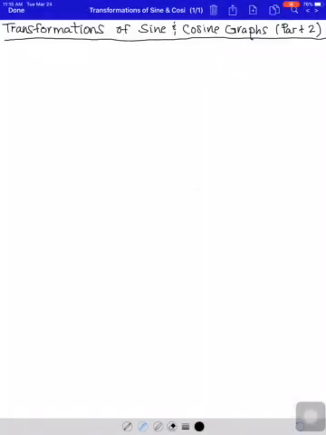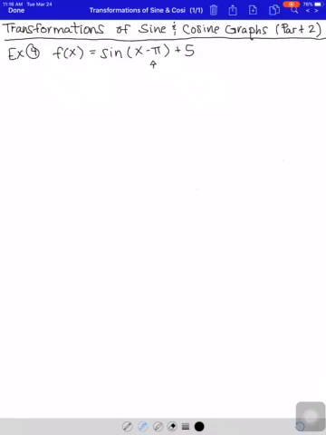So let's continue talking about the transformations of the sine and cosine graphs. For our next example, example 4, let's graph the function f of x is equal to sine of x minus pi plus 5. So we have a couple of transformations going on here.